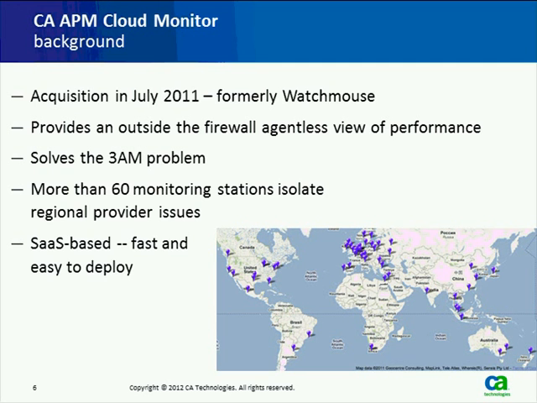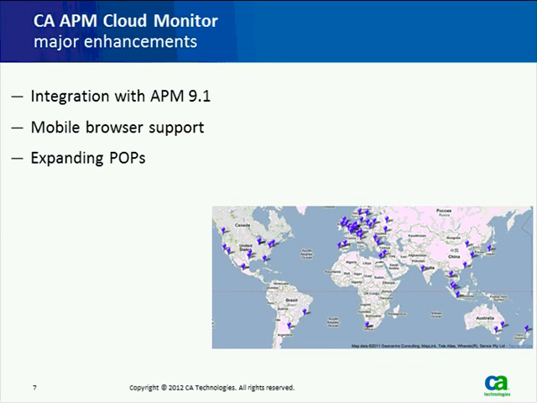So essentially, some of the highlights that we want to make sure that we cover today, in addition to talking about the solution, are some of the major enhancements, what's new with APM Cloud Monitor. One of which, if you're familiar with the announcement of APM 9.1, is the integration with APM core technology, mobile browser support, and then continuing to expand our points of presence around the globe. Those are some of the things that we'll highlight as being new in the solution.